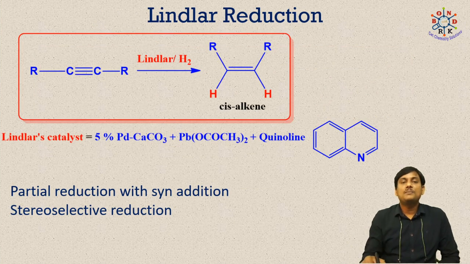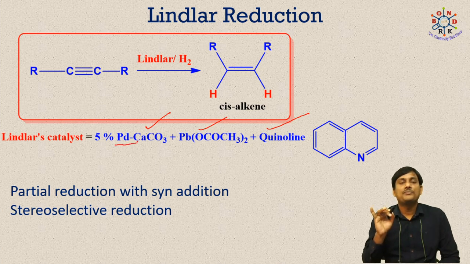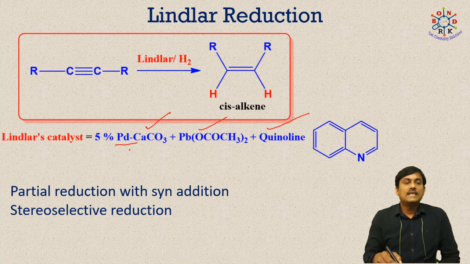Lindlar reduction, it's not a complete or full reduction, it's a partial reduction, it's a stereoselective reduction. There is an addition of hydrogen to the triple bond of alkyne, and there is a formation of cis alkene. There is a syn addition of two hydrogens to the triple bond. Here there is a use of Lindlar's catalyst. The composition of Lindlar's catalyst is 5% palladium deposited over calcium carbonate. The palladium surface is poisoned by lead acetate and quinoline in order to decrease the activity of the palladium. And in this case, you will get cis alkenes in the case of Lindlar reduction.